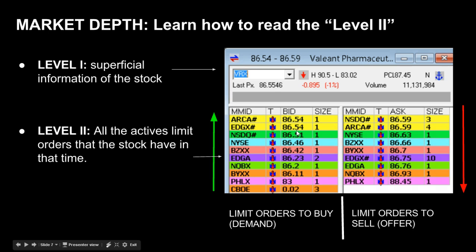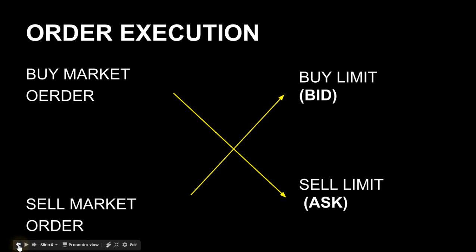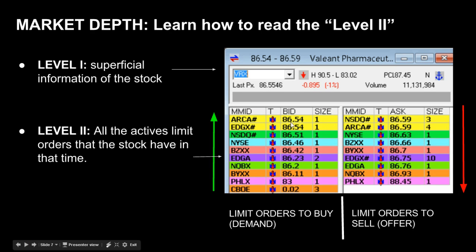As I said before, remember the bid right here is the demand. The bid is the demand, and you will always see the bid on the left side of the level 2. On the right side, you will see the offer. As you can see, these are all the limit orders to sell and the limit orders to buy. Each color is a different price.